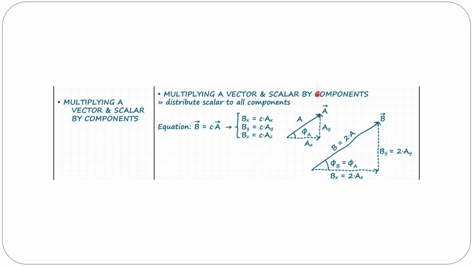If we divided by a scalar, recall that dividing by 2 would be like multiplying by half. That would give us a vector that's half as long as the original, and all of the components would be half as much as the original as well.